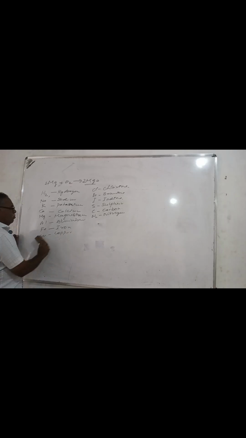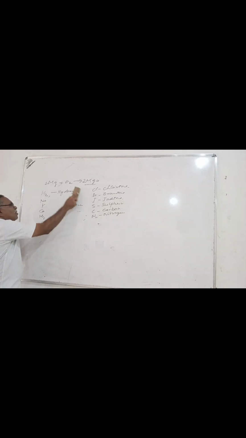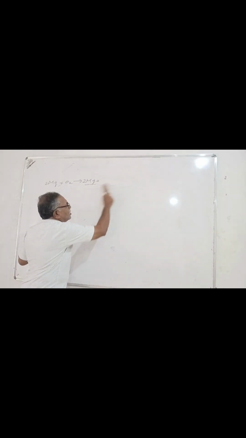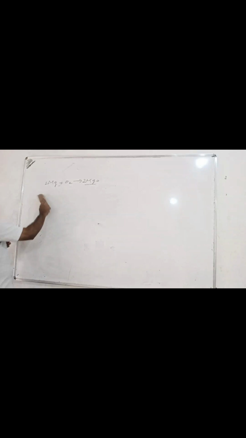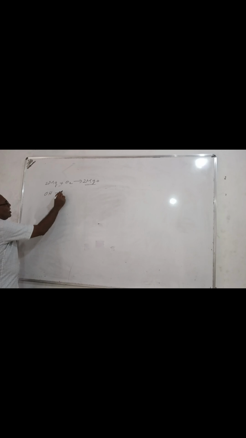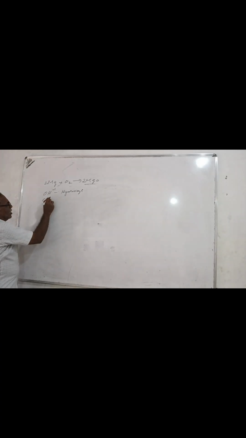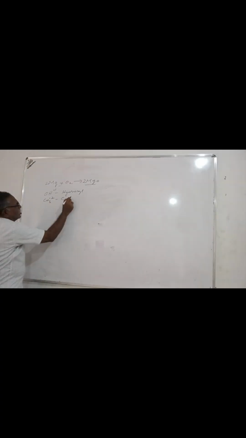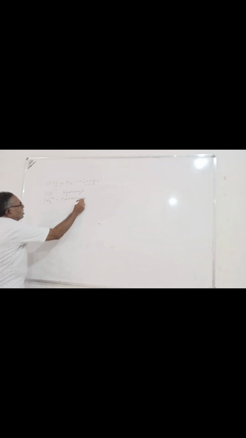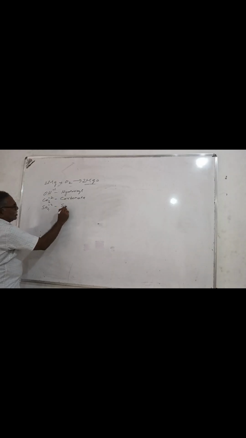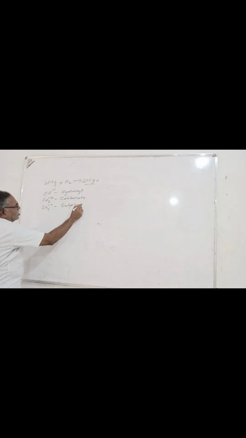These symbols alone are not enough. You have to study some radicals also, which always come in groups. Otherwise, some formulas you cannot write. Radicals: OH, that is the hydroxyl group, minus 1. CO3, that is minus 2, carbonate. SO4, that is also minus 2, sulfate.